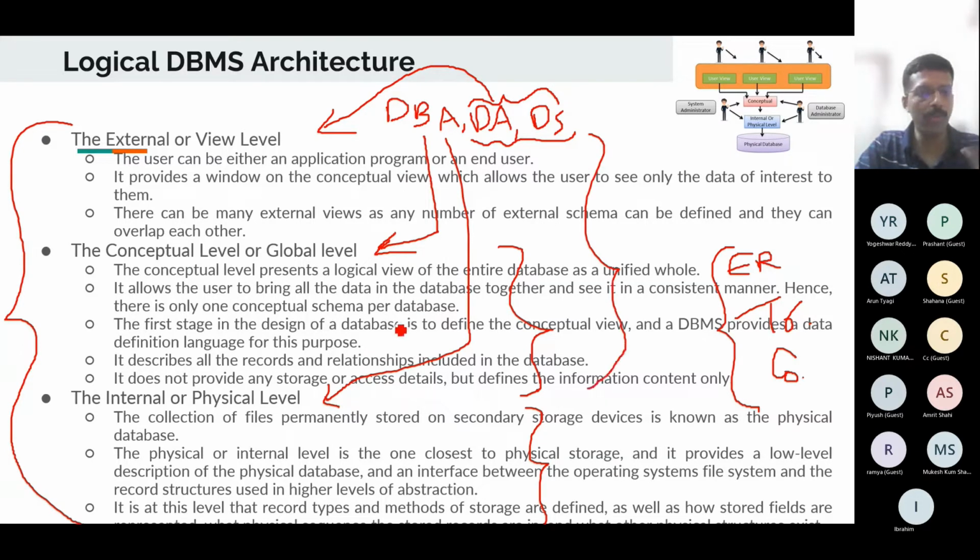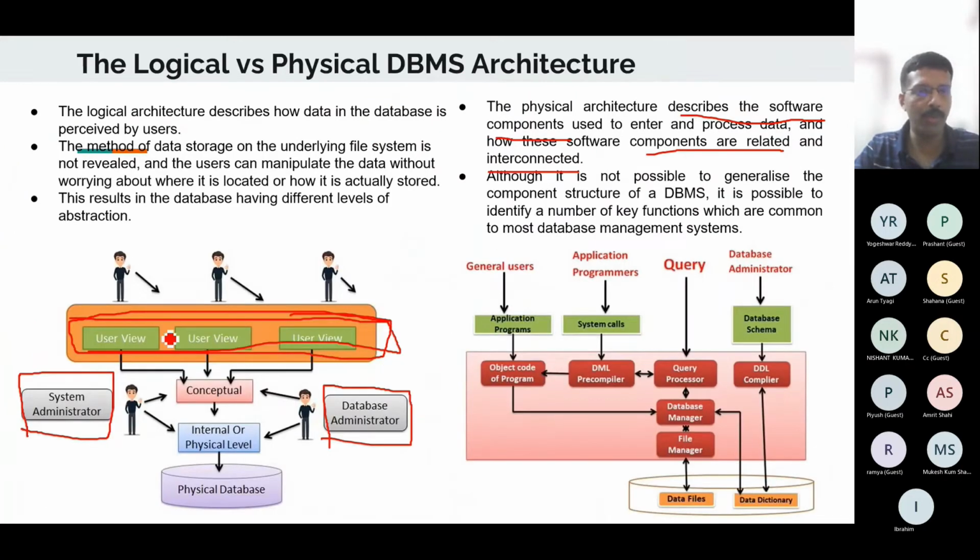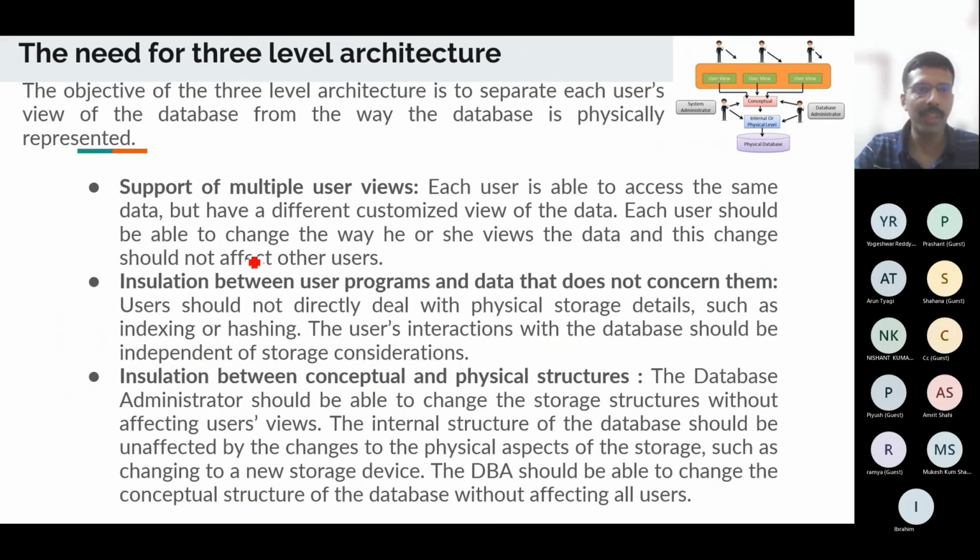We will not go into the third level, but if at any point you have doubts or need to know something about this, you can always ask, and I will try to answer. But as part of our discussions, we will not go into this third level, the physical level. Now we saw three levels: user view, logical view, and physical architecture. Then what is the need for this? We already told it in bits and pieces, I will just consolidate it.